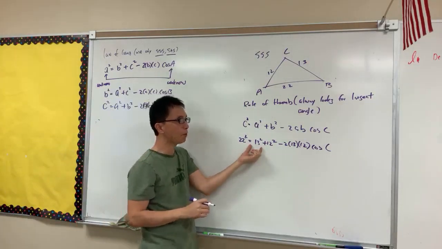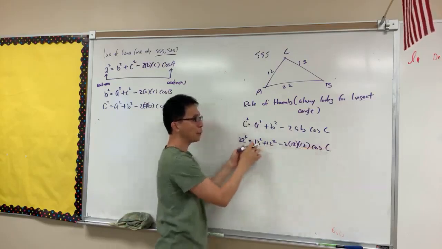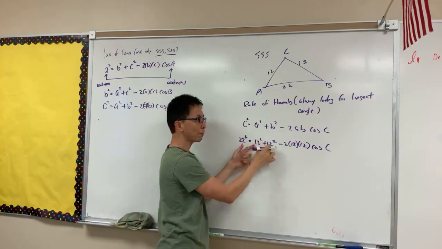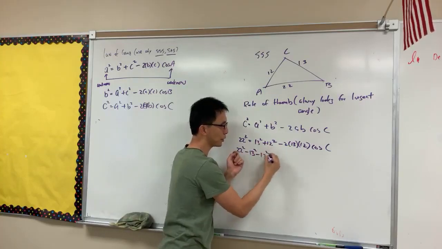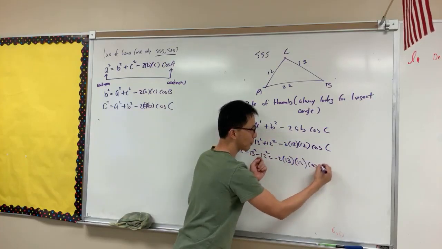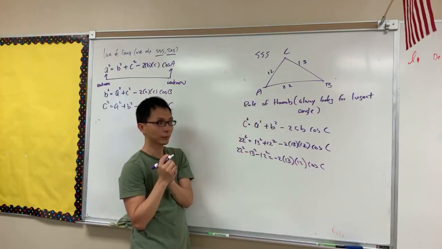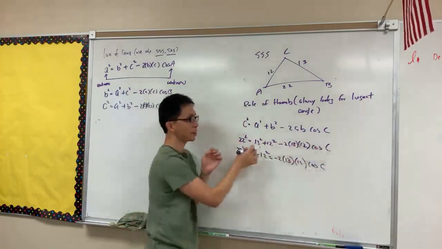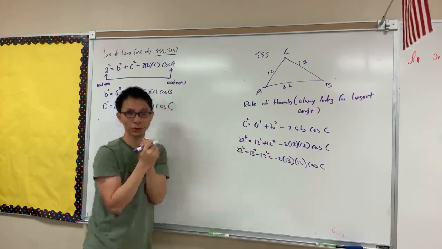Stop. So what we're going to do is one step at a time. I'm going to isolate C, but I'm going to isolate one at a time. I'm going to get rid of addition and subtraction first. So I'm going to do 22 squared minus 13 squared minus 12 squared, that's equal to negative 2 times 13 times 12 times cosine of C. Why? Because I'm going to isolate cosine C first, but I get rid of addition and subtraction first. And later I can divide on both sides to get rid of multiplication.